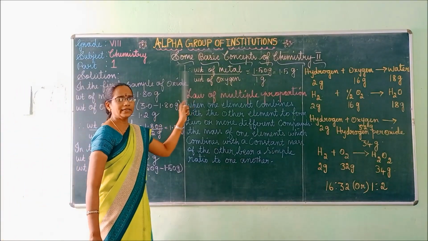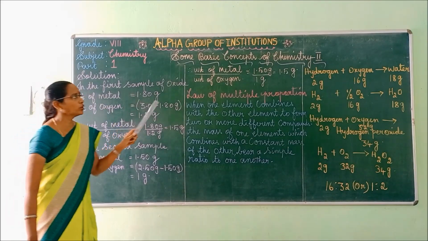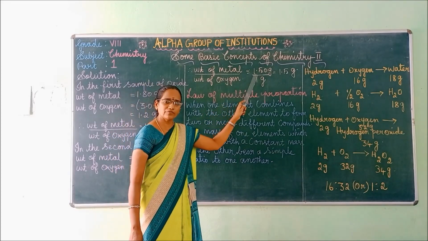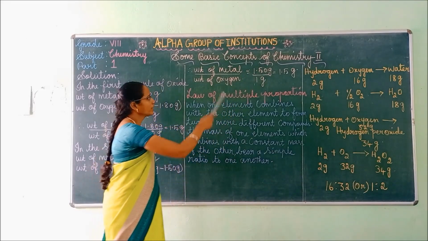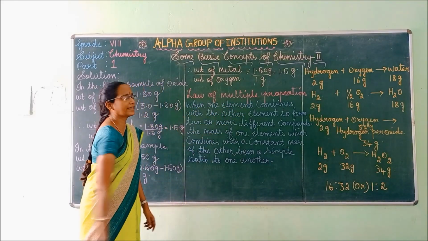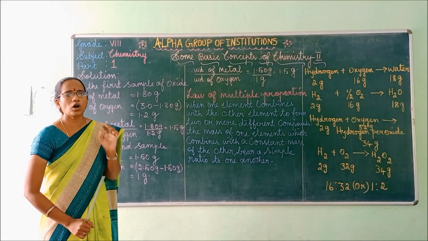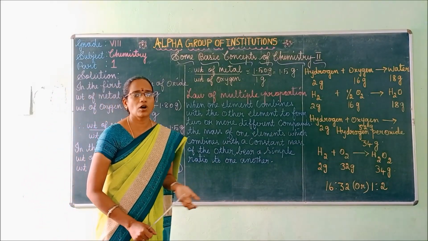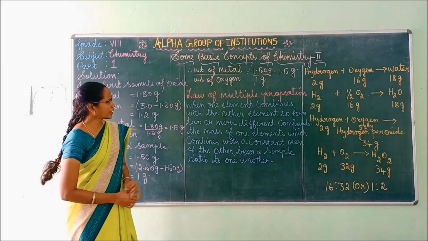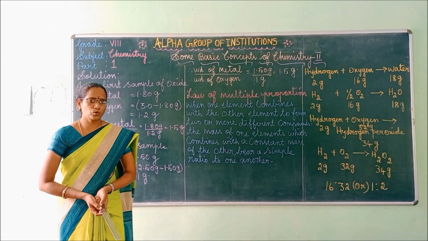Okay. Finally, the same steps we followed in the first sample, we have to follow. Weight of the metal divided by weight of oxygen. Weight of the metal is 1.50 gram. And what is the weight of oxygen? It is 1. If you divide these two, you will be getting 1.5 grams. Okay. So, hence the law of constant proportion or law of definite proportion is proved. Got it, children? Right.